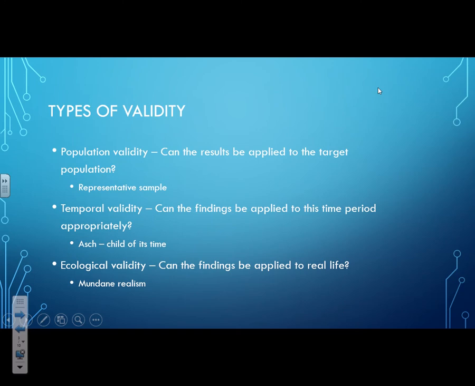Other ones that again won't be new to you. Population validity, you'd ask, can the results be applied to the target population? If the sample is representative, then the answer is yes. And if you think about the different sampling methods, stratified sampling collects a sample that is high in population validity because it's representative and therefore the results can be generalised. So you've got all that terminology you can use just for a really simple point.